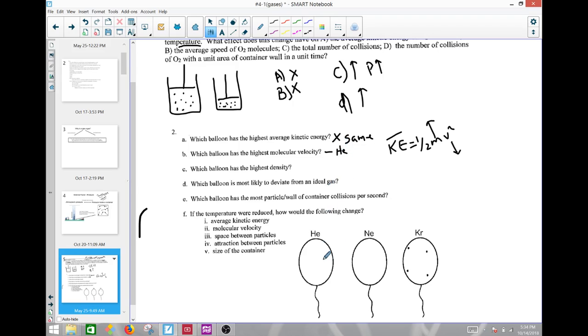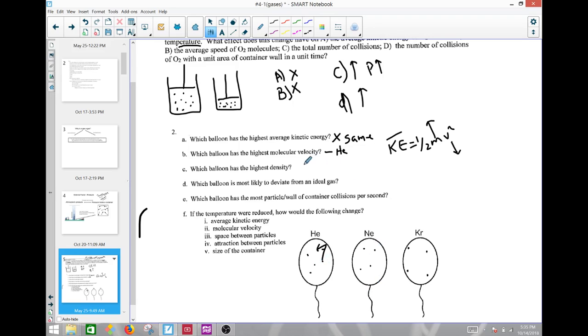So helium has more collisions with the inside of the balloon than krypton does. The particles are much less massive, and therefore the collisions are not as forceful, but it takes a lot more collisions to create the same amount of pressure as the krypton particles whacking the inside of the container. They're the same temperature, and they also have the same number of particles. So it'd be 1, 2, 3, 4, 1, 2, 3, 4.